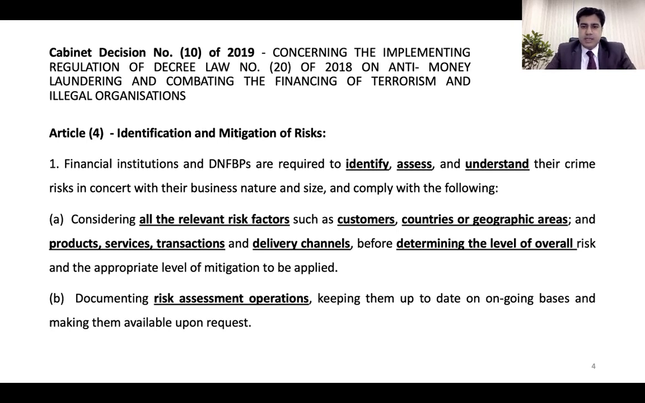Now, the section is giving us a pointer that you should always look at the risk from the customer perspective, from the country or geography perspective, and from the product, services, or how the transactions are being delivered. Even the delivery channel is important. It may not be very relevant for DNFBPs, and specifically for DPMS, where we're talking about a physical commodity, but it's still applicable and we are going to look at how these sections are applied.